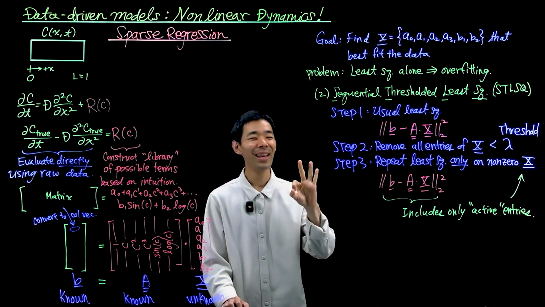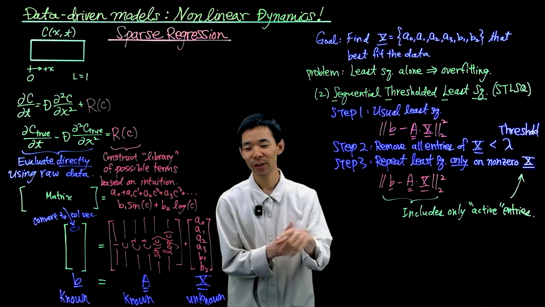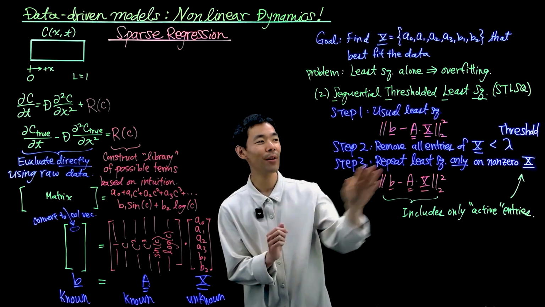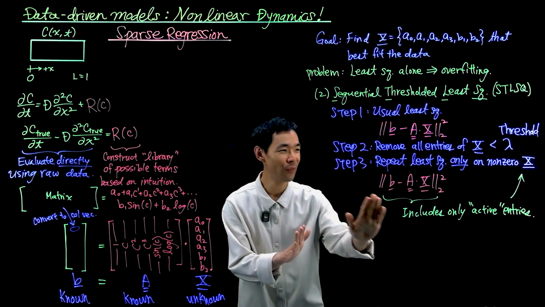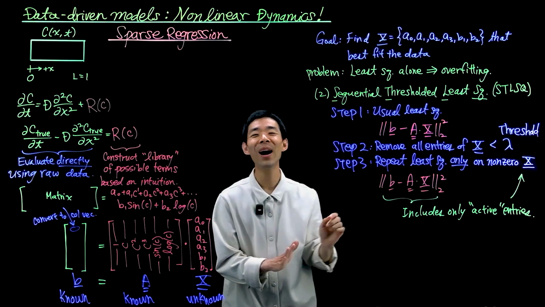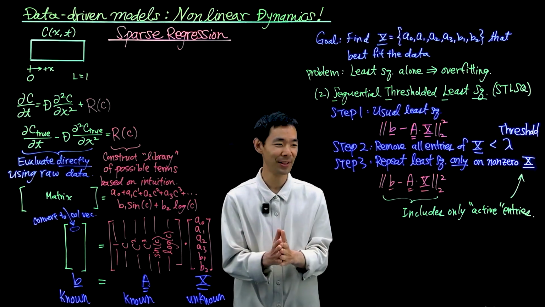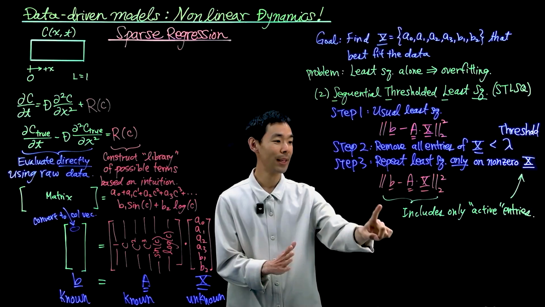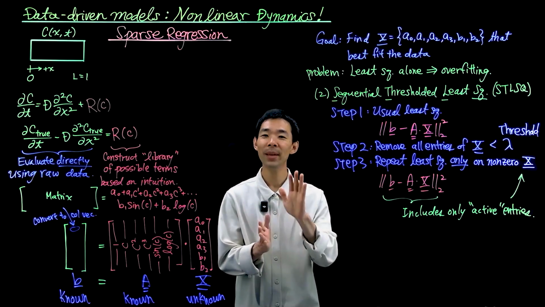Step 3 is to perform a least squares once again after you zeroed out the coefficients that are already smaller than some thresholded value lambda. So you're going to perform this least squares on the non-zero values of your unknown coefficient vector x. You're going to perform this least squares again, but you only include what's called the active terms, the non-zero terms. Because think about it.